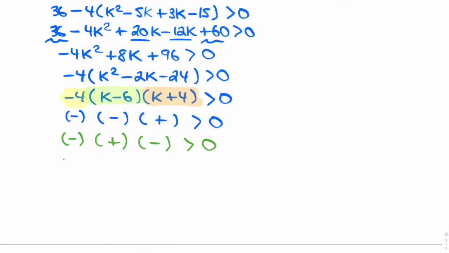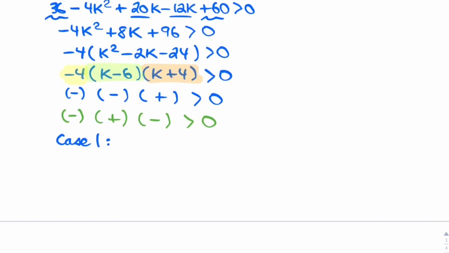Let's consider case number 1. In case number 1, we showed that the expression k minus 6 had to be negative, or less than 0, and the expression k plus 4 had to be positive. I'd like you to treat each of these expressions like equations. So where is k minus 6 less than 0?